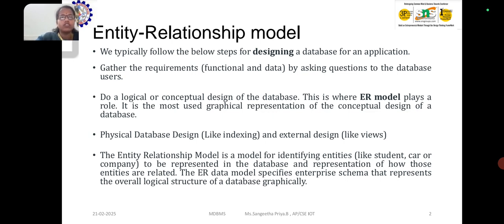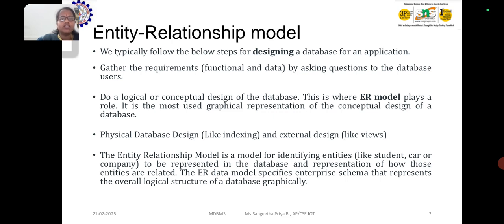Gather the requirements, functional and data, by asking questions to the database user. Do a logical conceptual design of the database. This is where the ER model plays a role. It is the most used graphical representation of the conceptual design of a database. Then comes physical database design, like indexing, and external designs, like views.